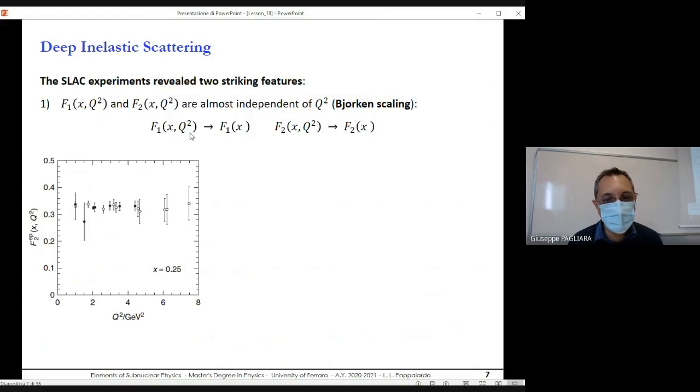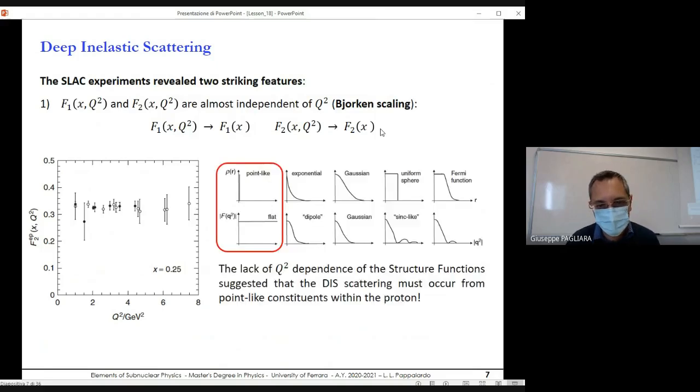So in first approximation, according to the first data from SLAC, one can even drop the Q-square dependence and just write down the structure function as a function of the x Bjorken variable only. And this was the first interesting result. So what is now the physical interpretation of this Bjorken scaling?